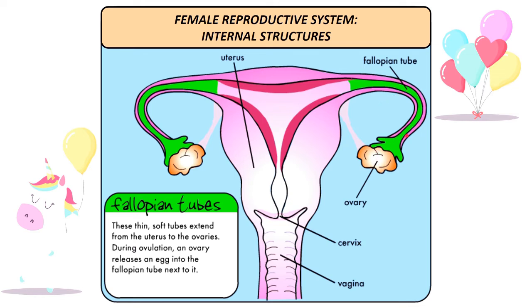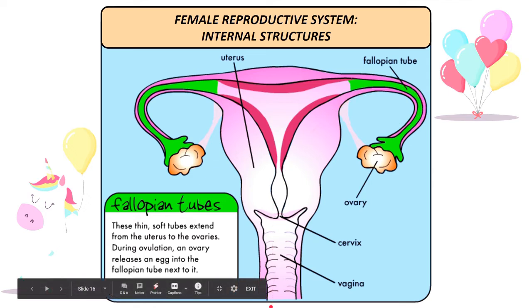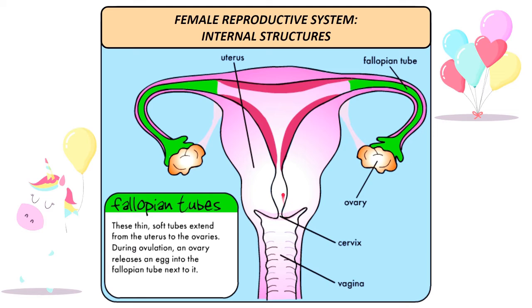So the egg cell will leave the ovary. It will go to the fallopian tube, and then during sexual intercourse, once the semen is released, the sperm cell will travel up into the uterus and then into the fallopian tube to meet the egg cell here for fertilization. And then once fertilization occurs, the zygote will now implant itself in the uterus.